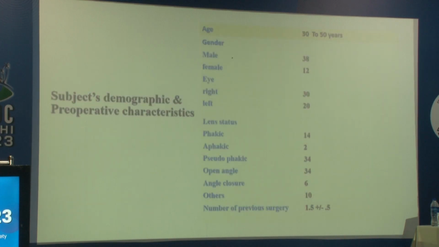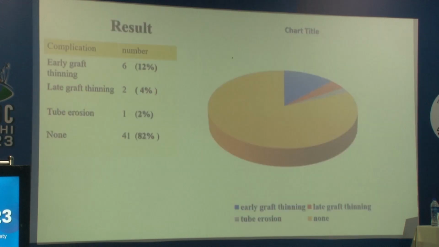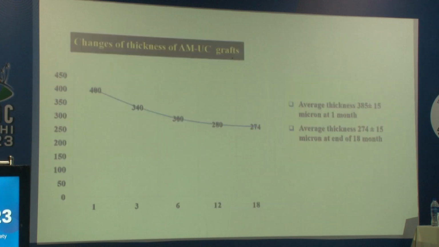So this is the subjective demographic and the preoperative characteristics. Now come to the result. Out of the 50 patients, 6 patients developed early graft thinning, and 2 patients developed late graft thinning, 1 patient developed tube erosion, and none of the patients developed any other complication. So this is the change of thickness of the AMUC graft.